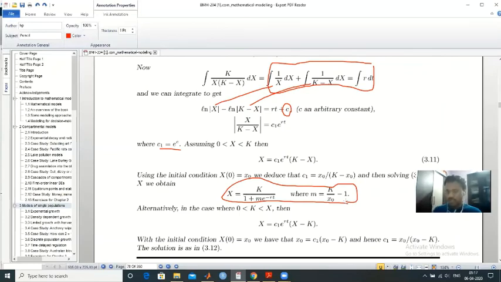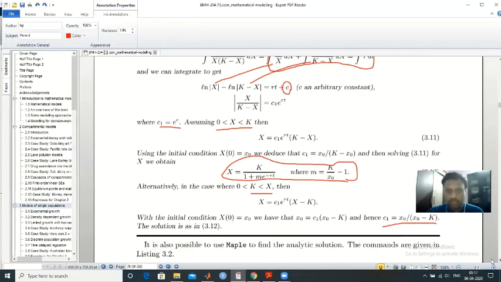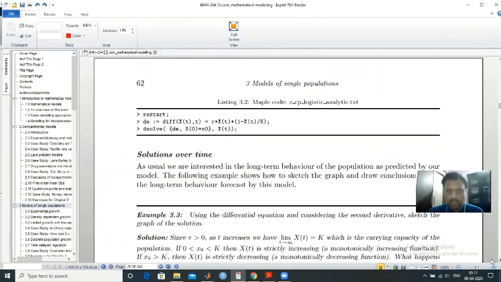This is the case when we have considered x less than k. If x is greater than k, then that will become negative, and in that case you will again get the same solution, so you can verify. So we have discussed the analytical solution for this one.